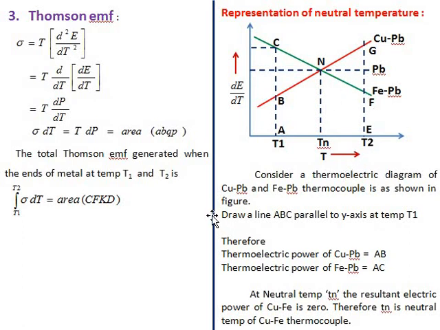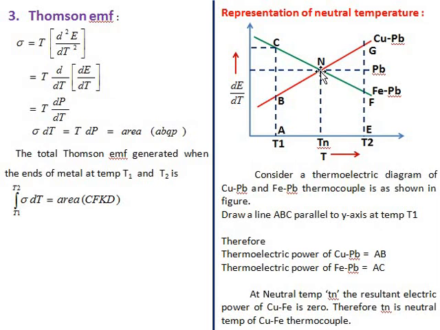Draw a line ABC parallel to the y-axis at temperature T1. At temperature T1 we draw here A, B and C, one parallel line. Therefore, the thermoelectric power of CuPb, copper lead, is AB. Then the thermoelectric power of FePb, iron lead, is AC from the graph. So at neutral temperature Tn, the resultant thermoelectric power of CuFe is 0.